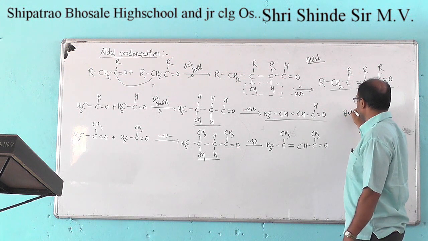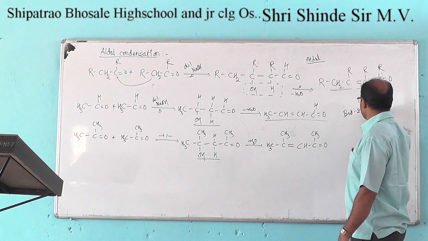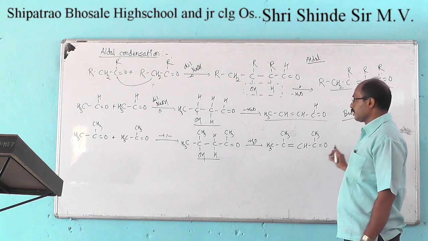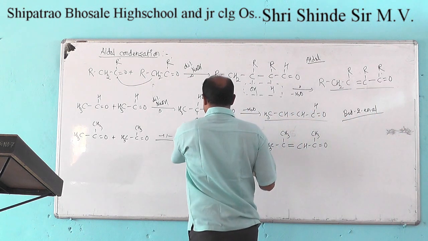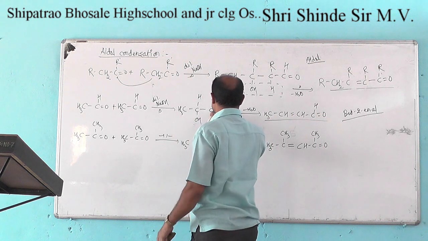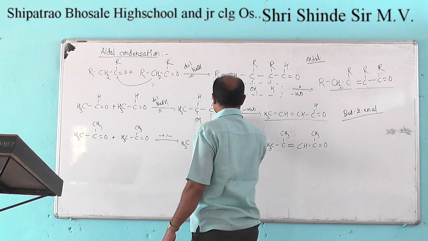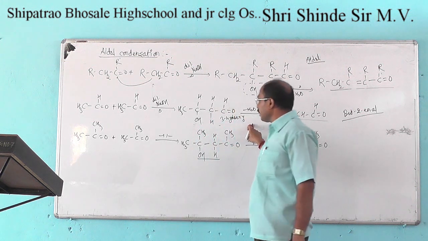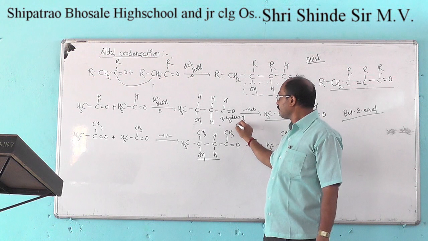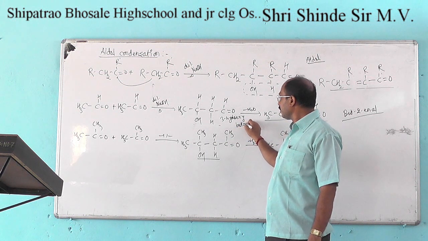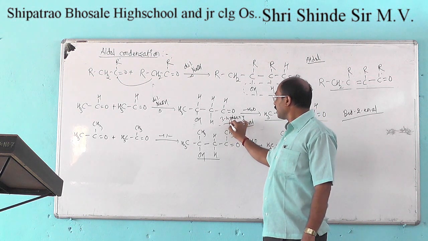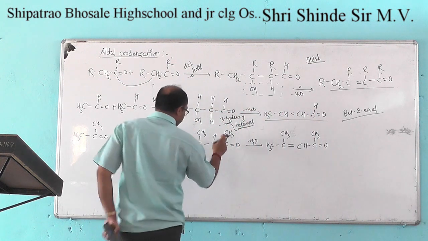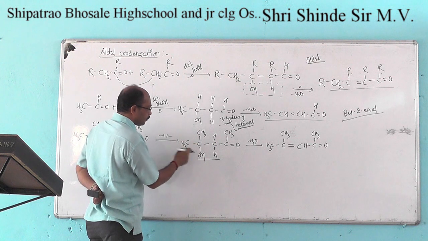Butan-2-al. The name of this compound is 1, 2, 3, 3 hydroxy butanol. 3 hydroxy butanol.